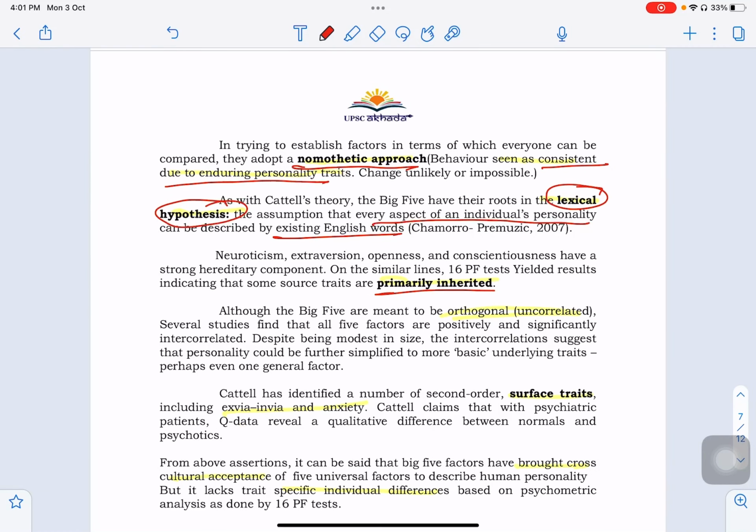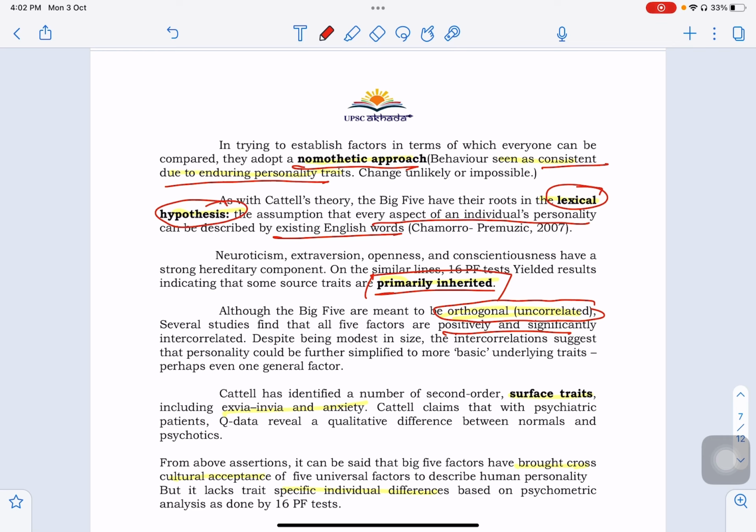And Cattell also talks about inheritance, or these Big Five also talk about that. So inheritance के aspect से भी they are fine. And one of the biggest contentions in Big Five is that Big Five are meant to be orthogonal, means uncorrelated. But if we go for further factor analysis, all five may merge or be positively correlated. So उनमें से भी कोई एक या दो factors निकल सकते हैं.